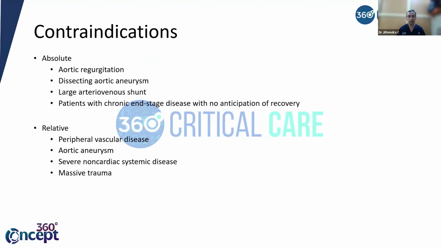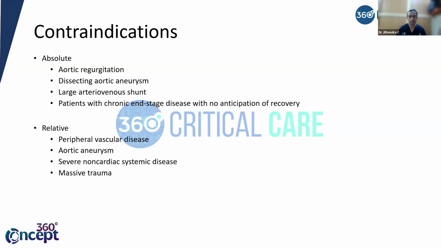Now coming to the contraindications. As I told you, for any procedure they'll ask you about the contraindications. You should know the absolute contraindications. If they ask you the question, these four should definitely be there because they'll get you the maximum marks. The absolute contraindications are aortic regurgitation, dissecting aortic aneurysm, large AV shunt, and patients with chronic end-stage heart disease where you are not expecting any recovery. We will not start such a patient on IABP. So you should definitely know aortic regurgitation and aortic dissection. Relative contraindications are peripheral vascular disease, aortic aneurysm, severe non-cardiac systemic disease, and massive trauma. These are relative contraindications, but definitely they'll ask you about the absolute contraindications.